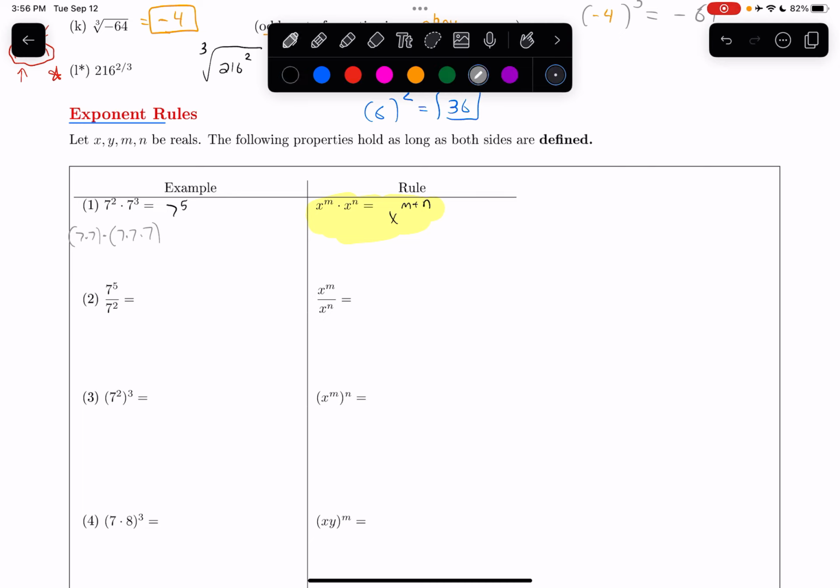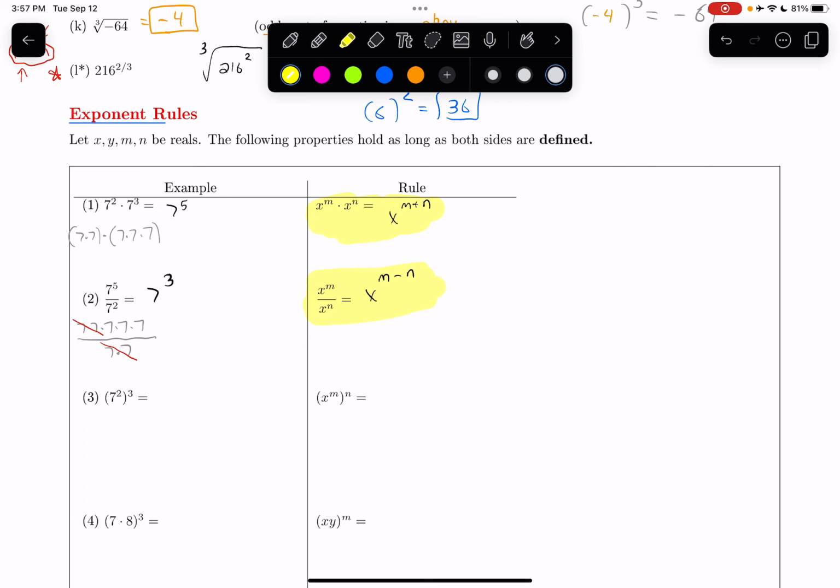So what if I do this but with a division? 7 to the 5 divided by 7 squared. 7 to the 5 means 7 times 7 times 7 times 7, 5 times, divided by 7 times 7, twice. Here I can cancel 2 of these 7s on top with the 2 7s on bottom. So I'm left with 3 7s on top, which gives me 7 cubed. What happened there? The exponents ended up getting subtracted. That's my general rule. I'll get x to the top exponent minus the bottom one. Let me highlight this. There's my second exponent property.